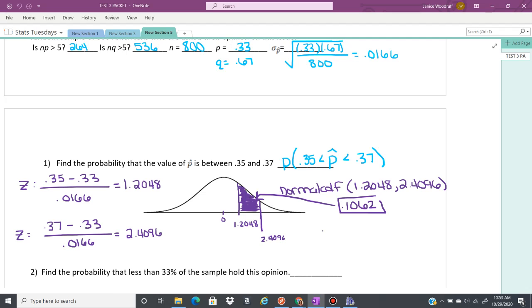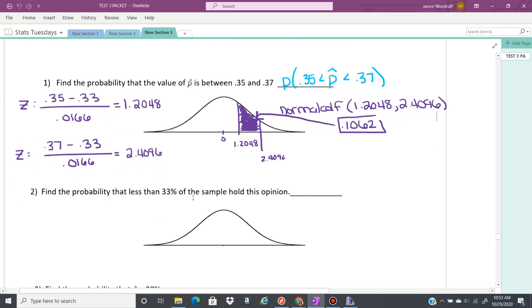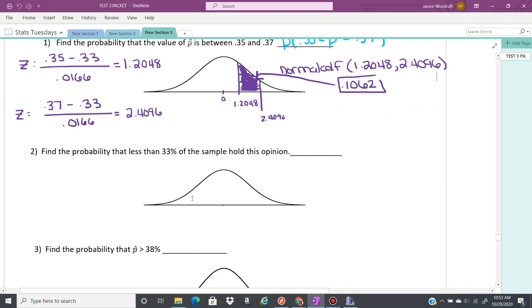Okay, then number 2, find the probability that less than 33% of the sample hold this opinion. So out of those 800 people, now the probability that it's actually less than 33%. So now we're doing the same thing, except with a p hat of 33. So the probability that p hat is less than 0.33.